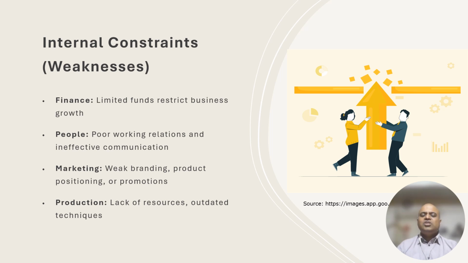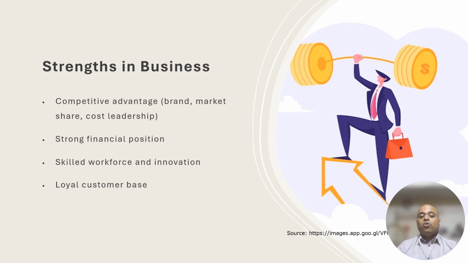So, what should businesses do? They need to identify their weaknesses and work on improving them. This could mean securing more funding, training employees, improving marketing strategies, or upgrading production processes. Now, let's move on to external factors that businesses cannot control but must prepare for.